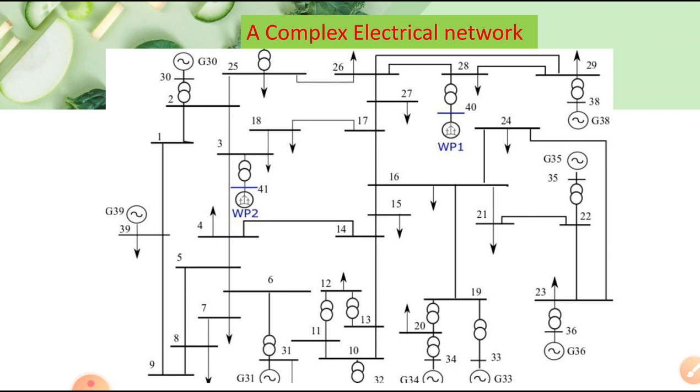In a particular branch, I want to know the values. Then every time I have to calculate, simplifying the complex network to a simple network. If some other element is required, then I have to start from scratch again. Suppose I want another element, I have to start from scratch again. So it is a repetitive process, a tedious process.